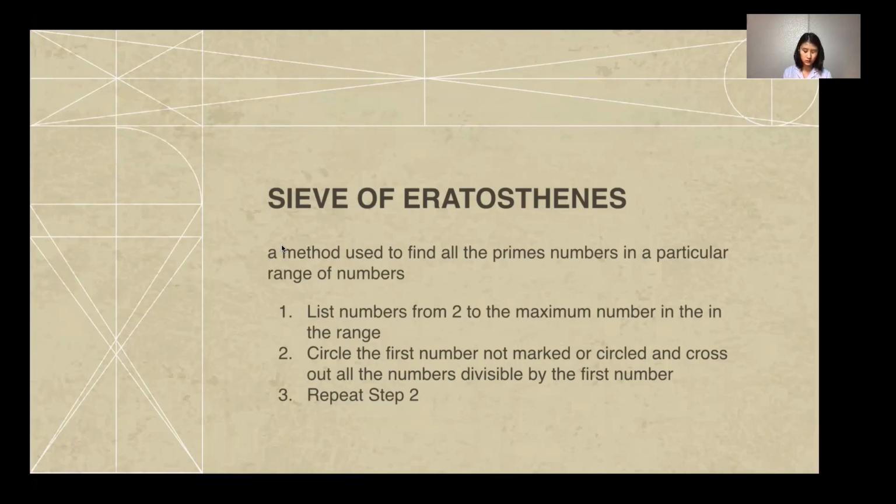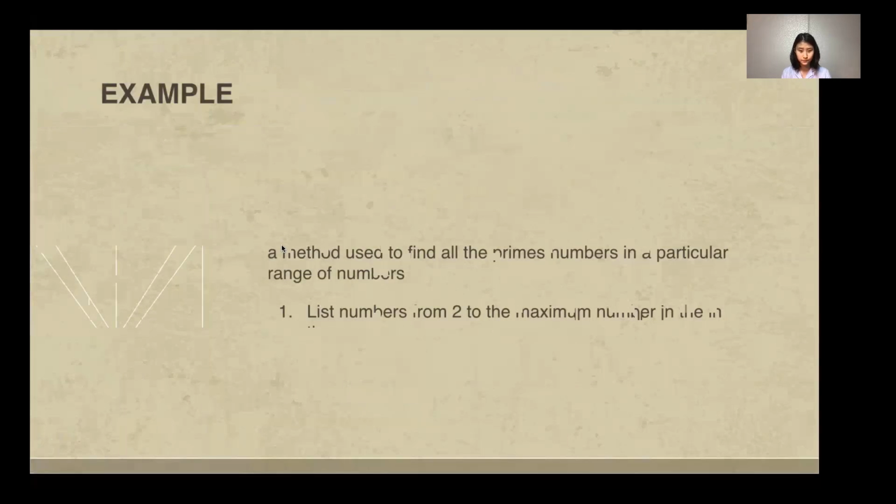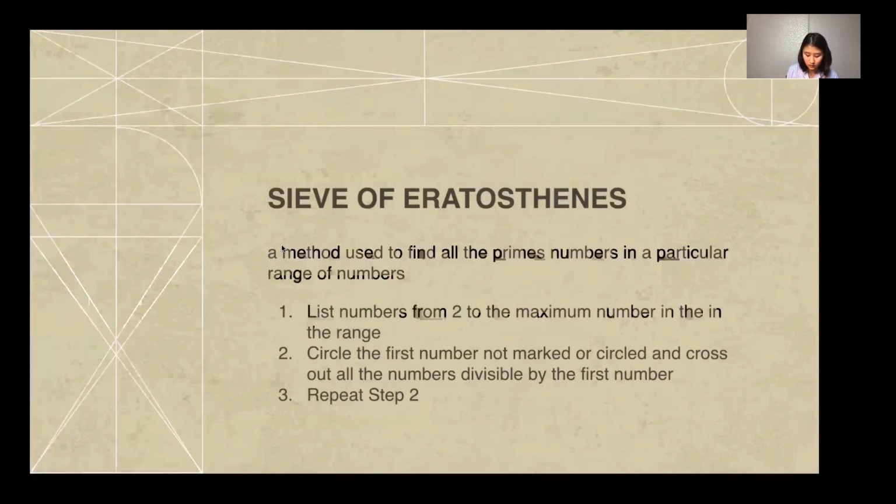The second step is to circle the first number not marked or circled and cross out all the numbers divisible by that first number. And number 3 is to repeat the 2 steps. So we're going to try to apply this with the number 20. As we saw in step 1, we're going to list numbers from 2 to our maximum range, which is 20.